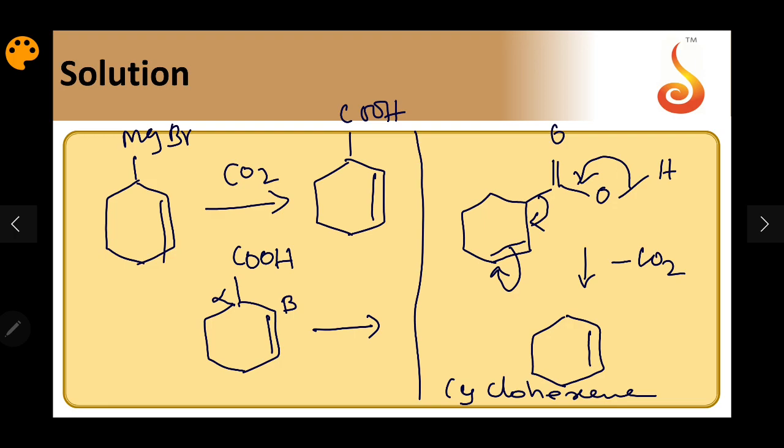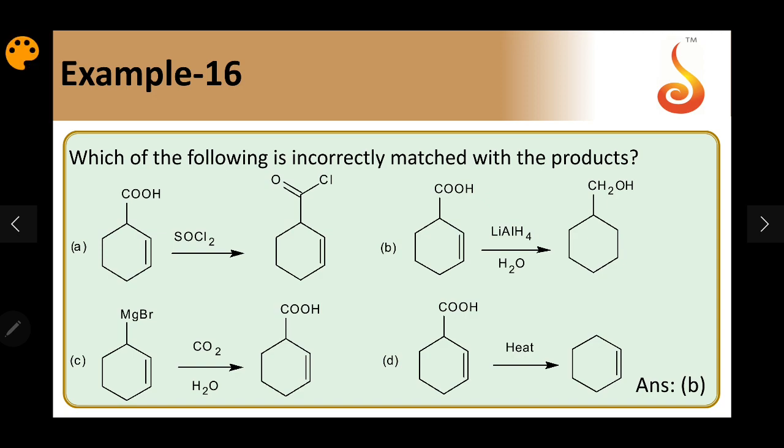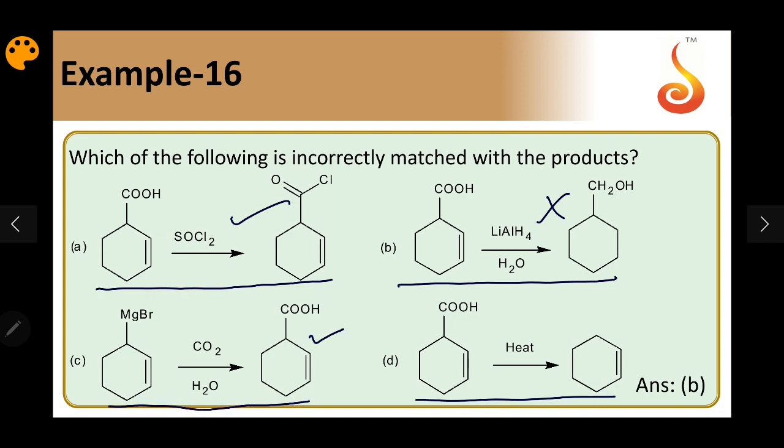So we'll see the options now. In option A, this is correct. Option B, you have the double bond reduced, which is not correct. Option C is also correct, and option D is also correct. So the answer should be B for this particular question.